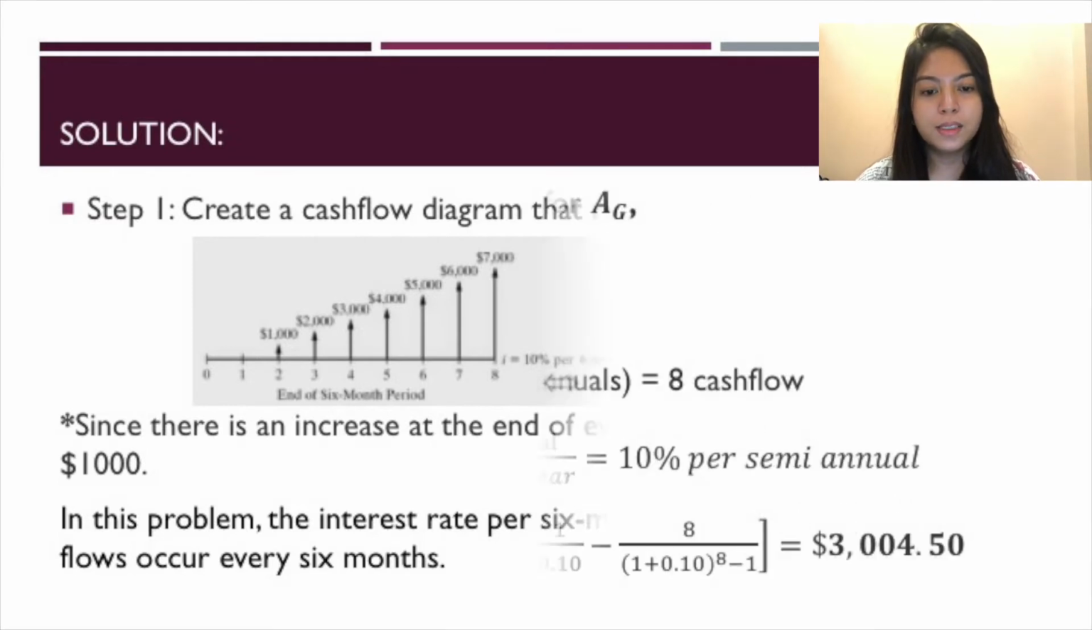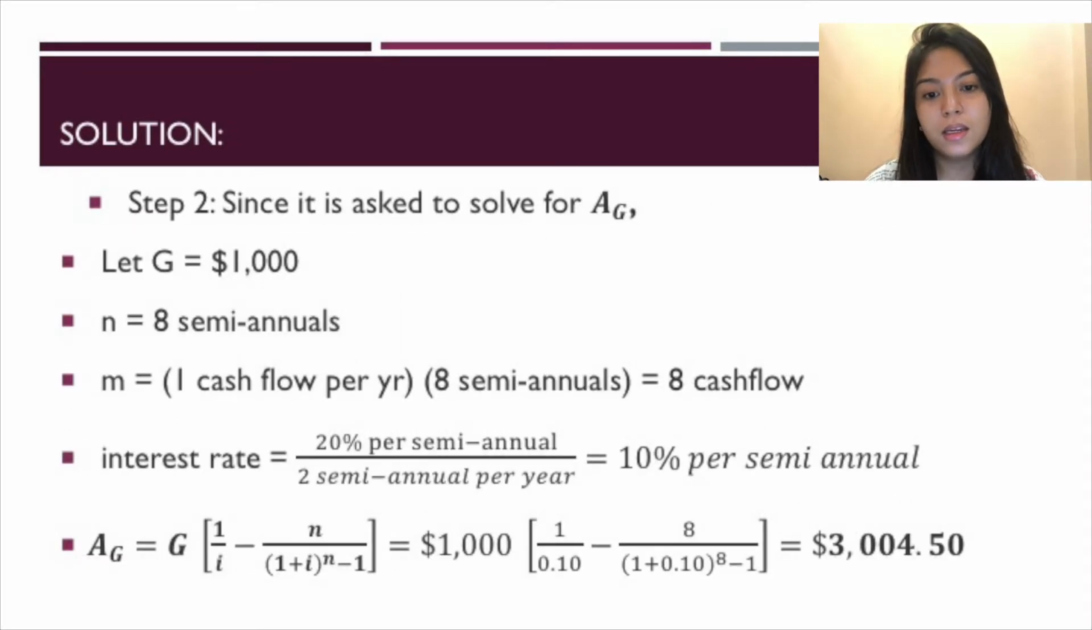Step 2. Since we are asked to solve for A, we have to let G be equal to $1,000, N equal to 8 semi-annuals, and to find M, we have to multiply the 8 semi-annuals by 1 cash flow per year, which will then be equal to 8 cash flows per year. To solve for the interest rate, we have to divide the 20% per year over the 2 semi-annual periods per year, and that will become 10% per semi-annual period.